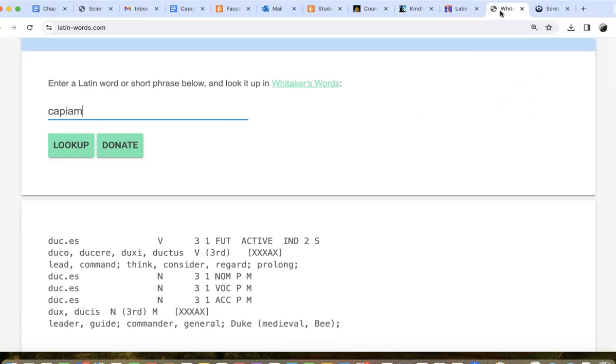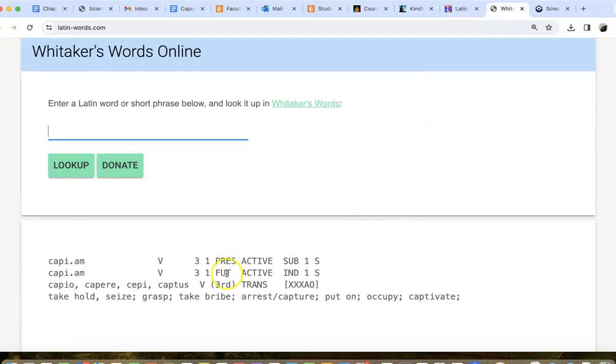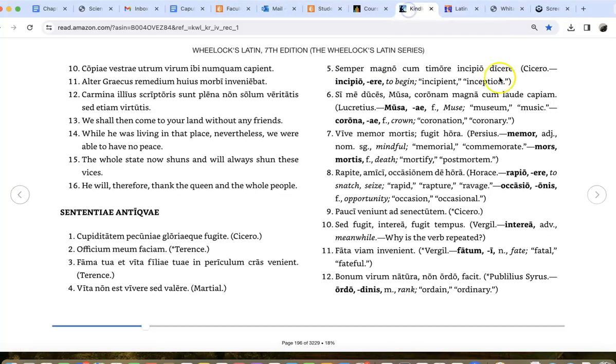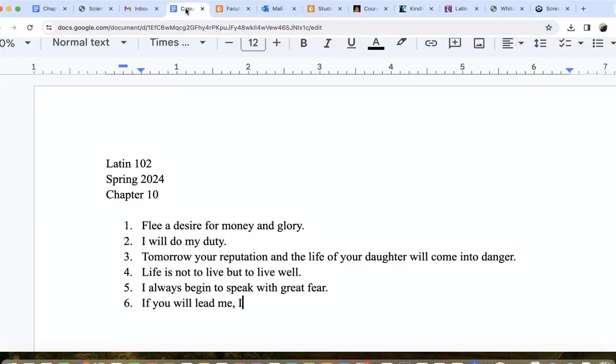That doesn't make a whole lot of sense, so we might have to look up capiam. I will put on. Let's go with put on for this one here, because you put a crown on your head. So it's future tense: I will put on a crown with great praise. I will put on a crown with great praise.